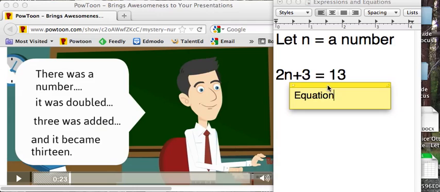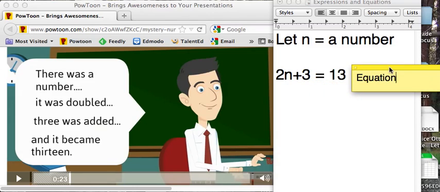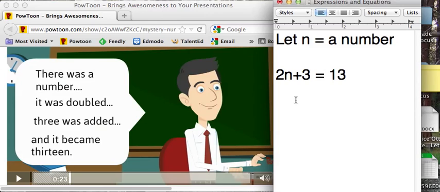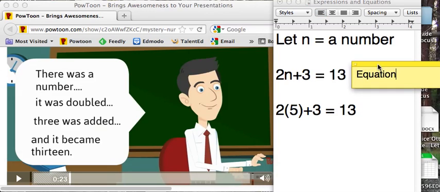So how does this help us solve the mystery number? Well, if we can evaluate, if we can come up with a value for n and solve this equation, then we have a solution. So what we did yesterday was we realized that 2 times 5 plus 3 equals 13. So now what we've done, this is still an equation up here.